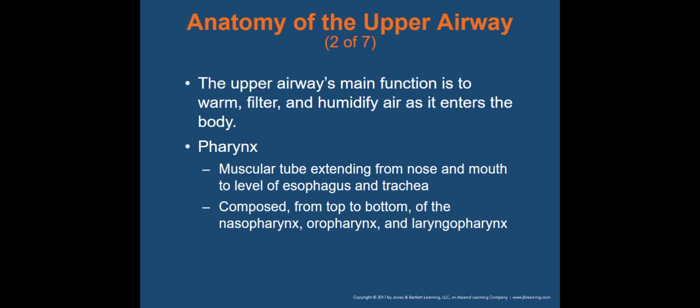The main function of the upper airway is to warm, filter, and humidify air as it enters the body. The membranes, the tissue, if that becomes dried out, then it doesn't function correctly. So it is important for it to be humidified before it enters the lower airway especially. The pharynx is a muscular tube that extends from the nose and the mouth to the level of the esophagus and the trachea. It's composed from top to bottom, as we've discussed before, of the nasopharynx, the oropharynx, and the laryngopharynx. Naso meaning nose, oro meaning mouth, and laryngo meaning your larynx, your voice box.